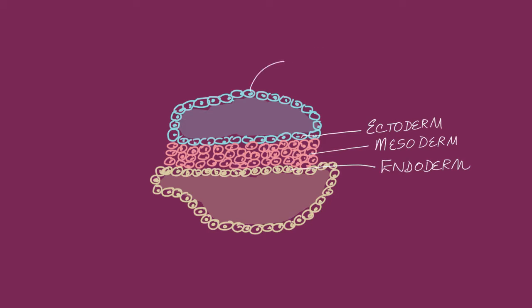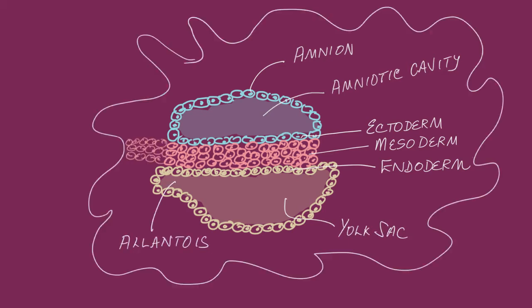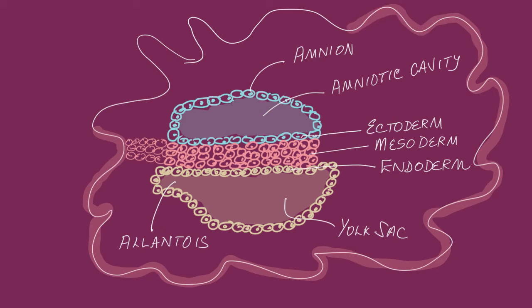Now, continuous with the ectoderm is the amnion. The amnion surrounds the amniotic cavity, and continuous with the endoderm, we have the yolk sac and the allantois. The trophoblasts, in the meantime, continue to multiply and form what is called the chorion. The chorion is the placenta. It is the embryonic portion of the placenta.